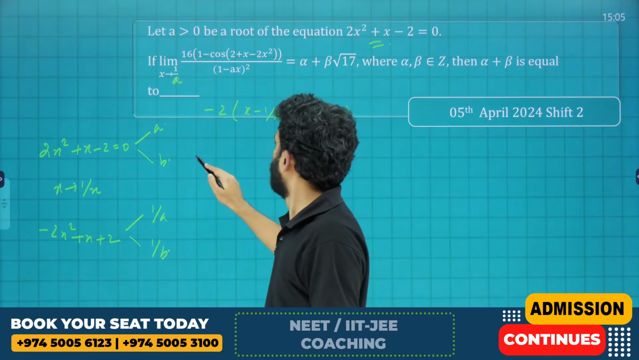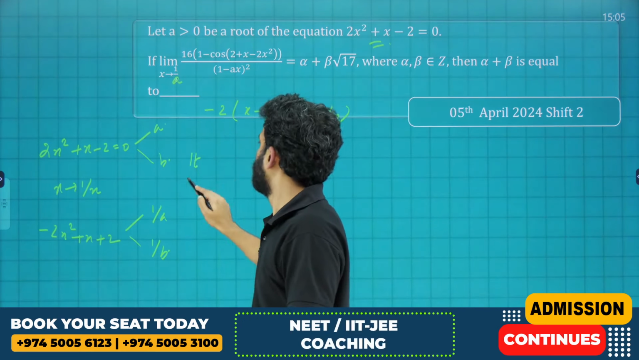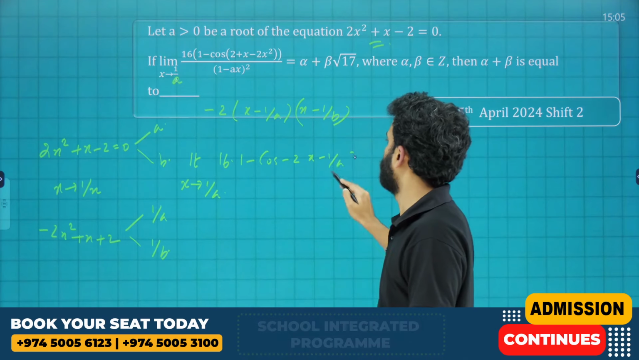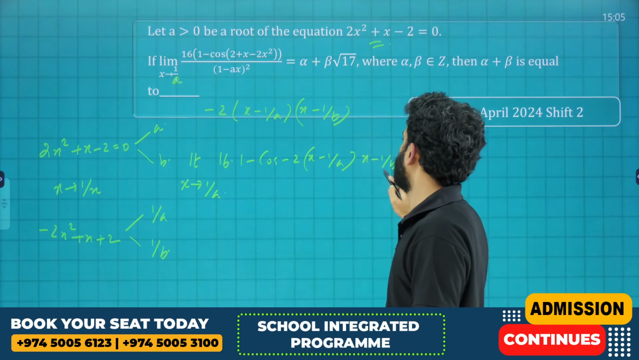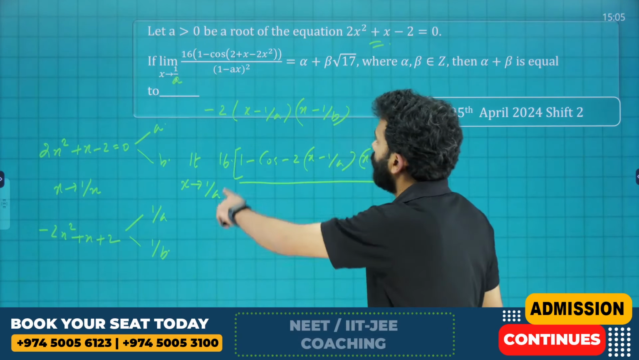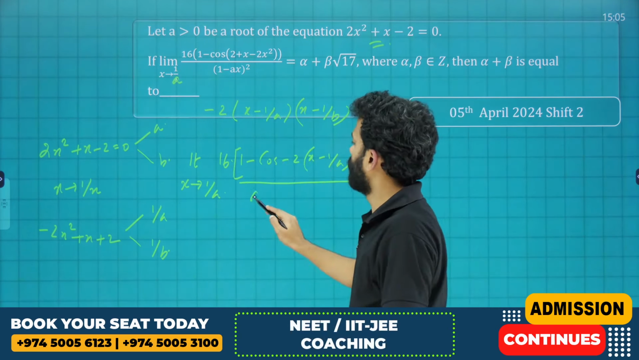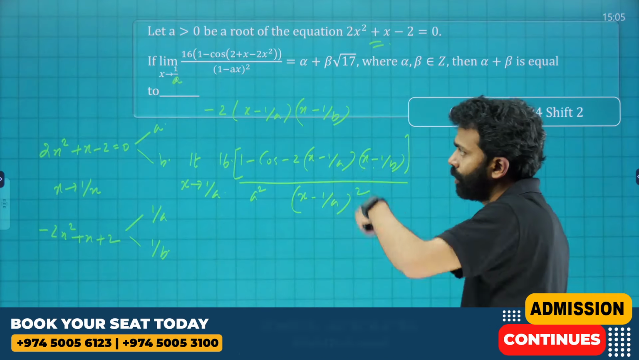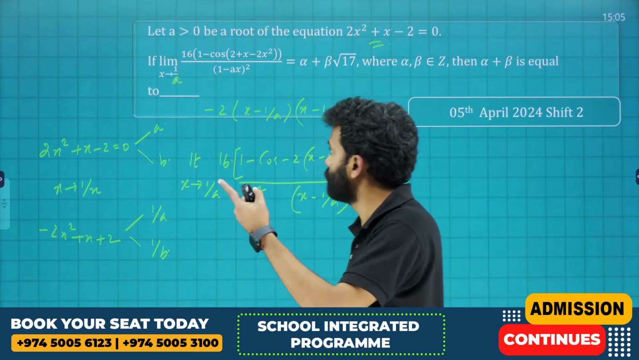Therefore it will be limit x tends to 1 by a of 16 into 1 minus cos of minus 2 into x minus 1 by a into x minus 1 by b, divided by, take a outside, it becomes a square, and it will be 1 by a minus x the whole square. That can also be written as x minus 1 by a the whole square. Okay, we need to restructure this. See, it's in 0 by 0 form. I haven't discussed that, but I think you have already observed it.